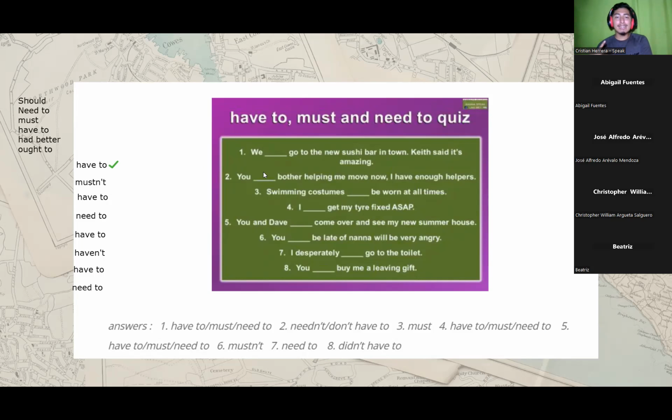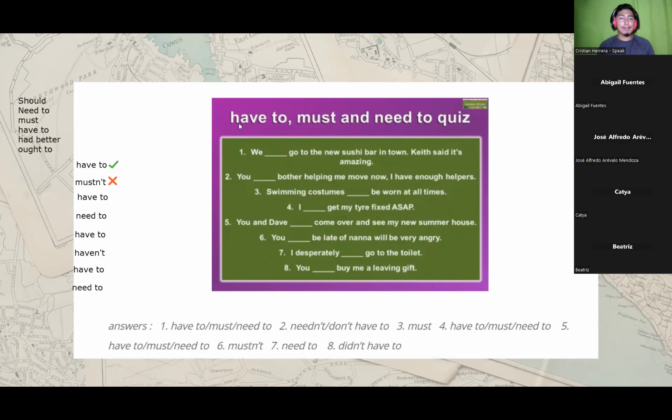Then, guys, in example number 2, mustn't is not correct, okay? In this case, mustn't is not correct, so maybe it's better... Can you help me with the microphones, guys? Thank you. So in this case, it's better to use needn't or don't need to, or don't have to, okay? So try to look at the context, okay? Remember that must is generally used for other obligations, right?